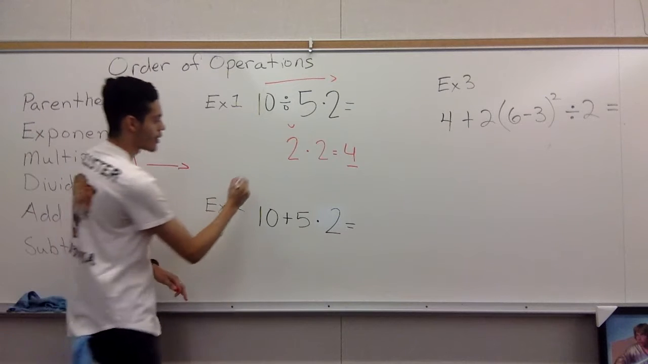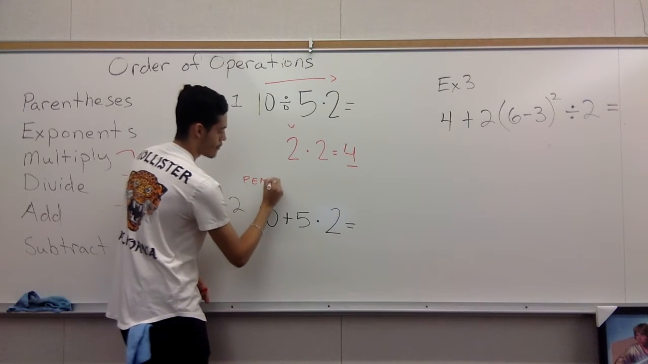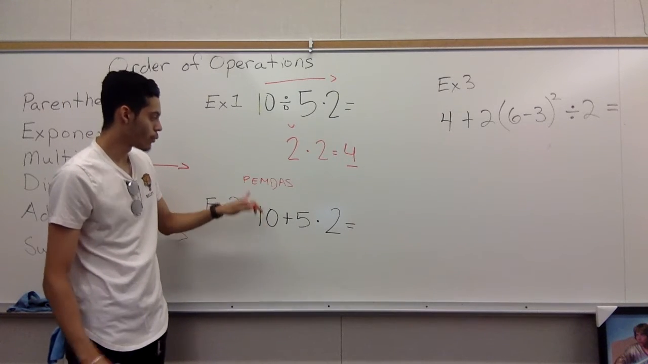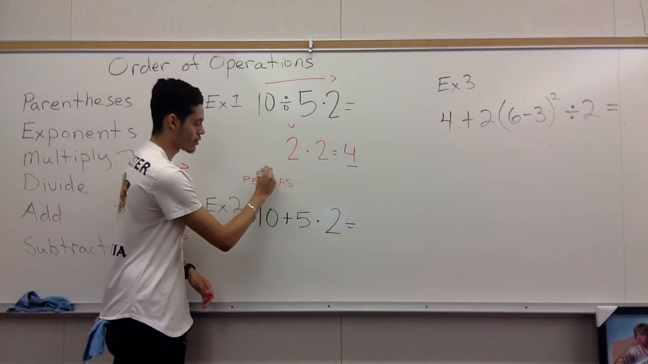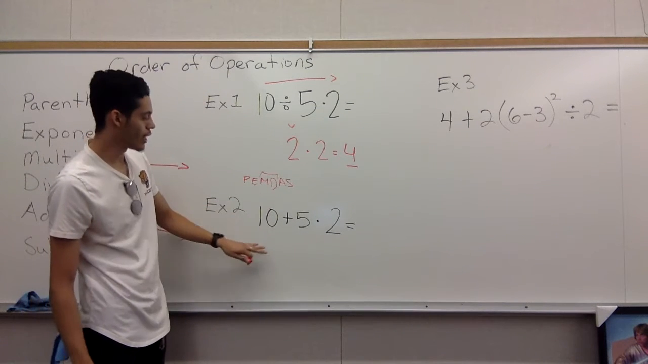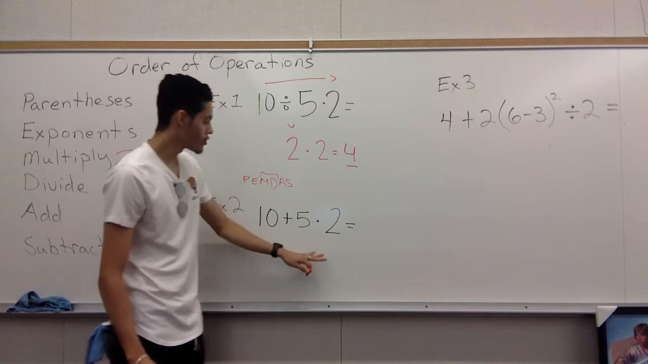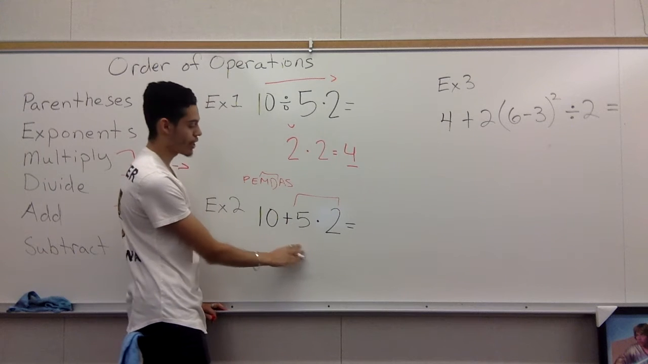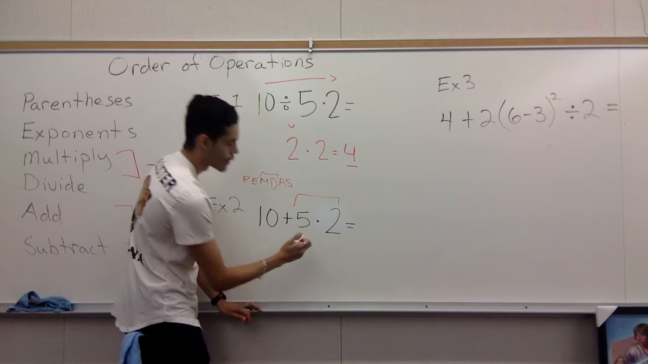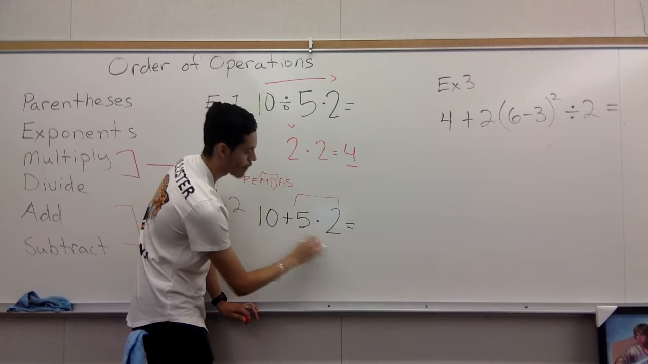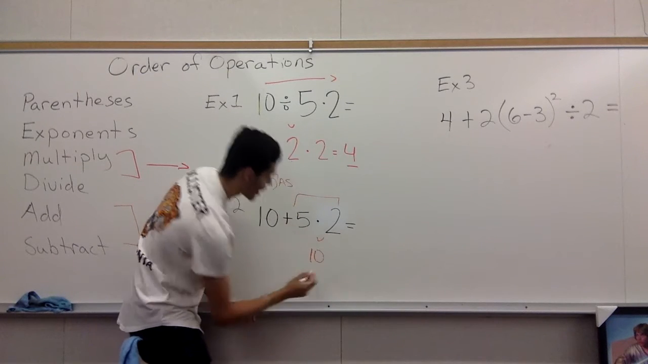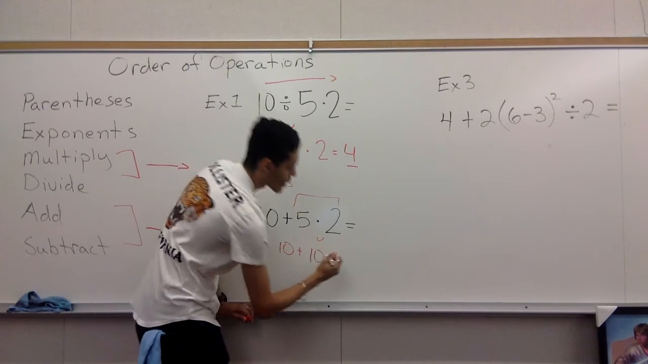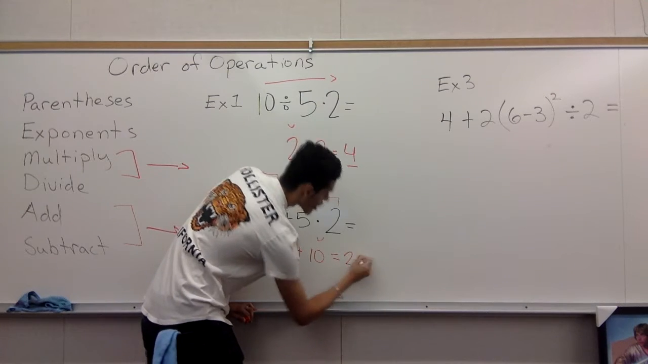Now here, if you're following PEMDAS, we don't see any parentheses. We don't see any exponents, but we do see the multiplication in this problem because you have 10 plus 5 times 2. You see multiplication right here. So the 5 times 2 is going to take priority over this addition. So you have to multiply 5 times 2, and you get 10. Now you can rewrite the rest of the problem. You have 10 plus 10. And adding those two together, you get the answer of 20.